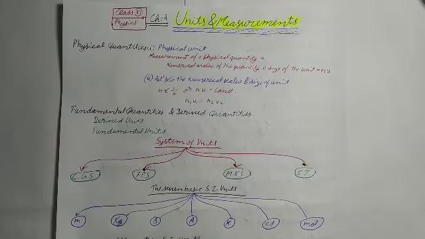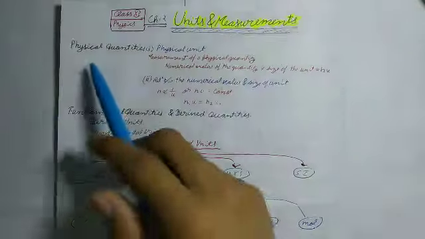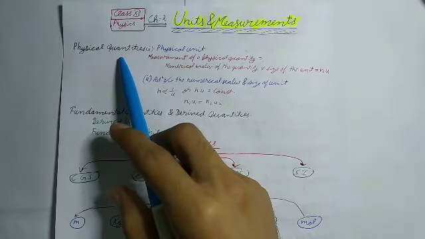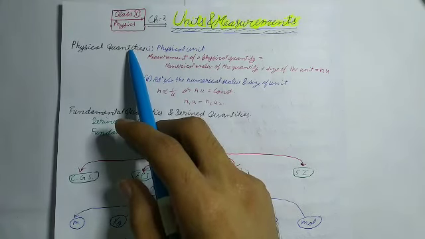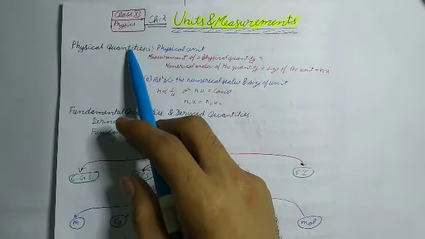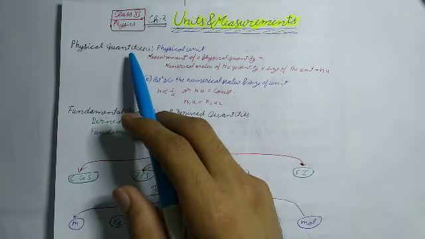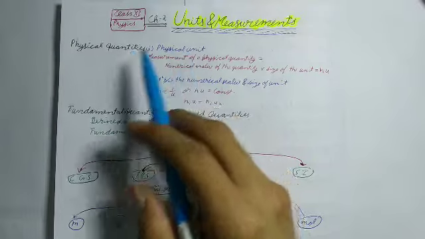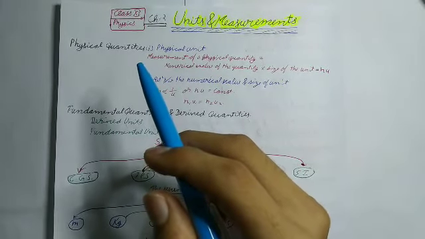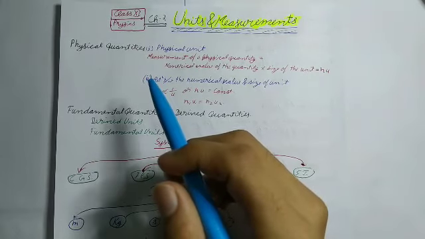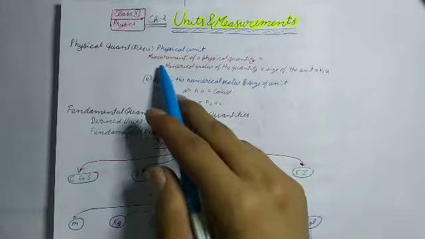This is a quick recap of the chapter Units and Measurement. First is physical quantities. All those quantities which can be measured directly or indirectly and in terms of which the laws of physics can be expressed are called physical quantities. Physical unit: a standard amount of a physical quantity chosen to measure the physical quantity of the same kind is called a physical unit.